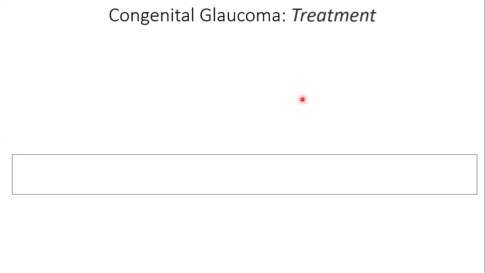So what are the surgical modalities that we can use? It depends upon the status of the cornea. If the cornea is clear, then we can go for goniotomy. If the cornea is hazy, if it is not clear, what will you do? Then we can go for trabeculotomy or trabeculectomy. Okay, so you have trabeculotomy and trabeculectomy.